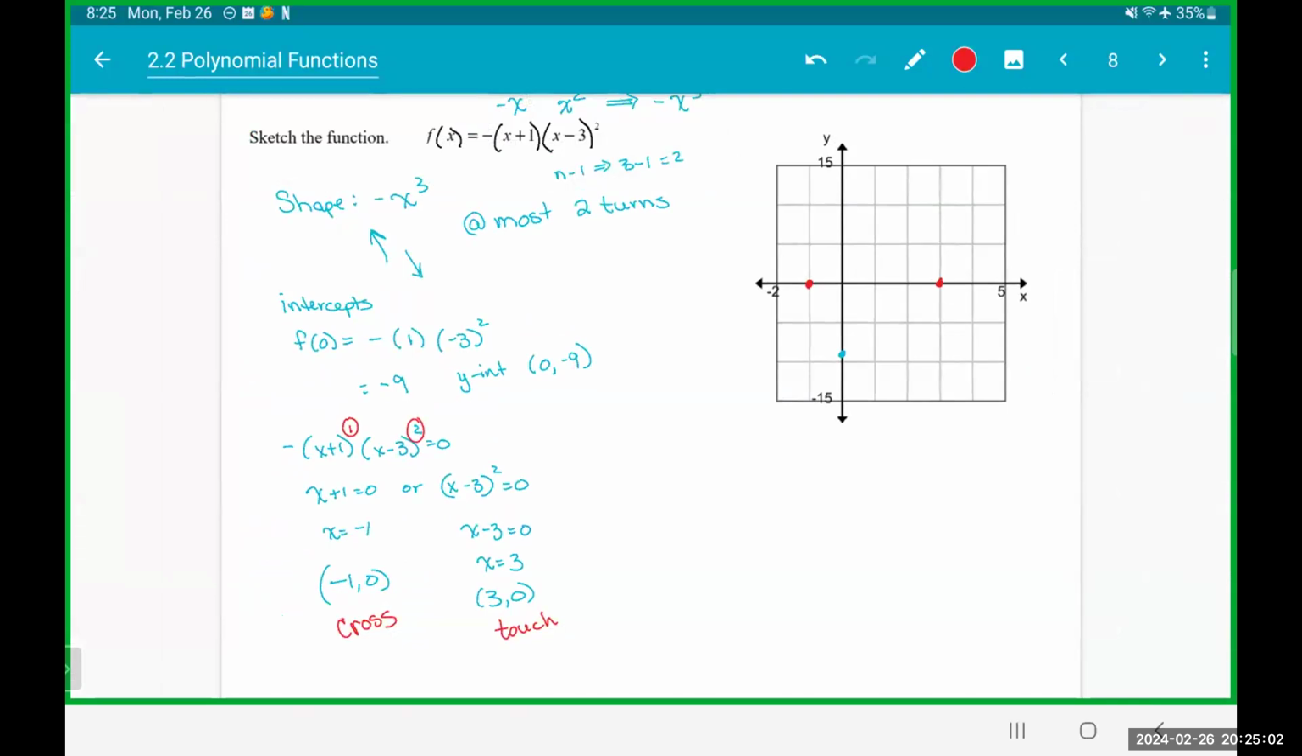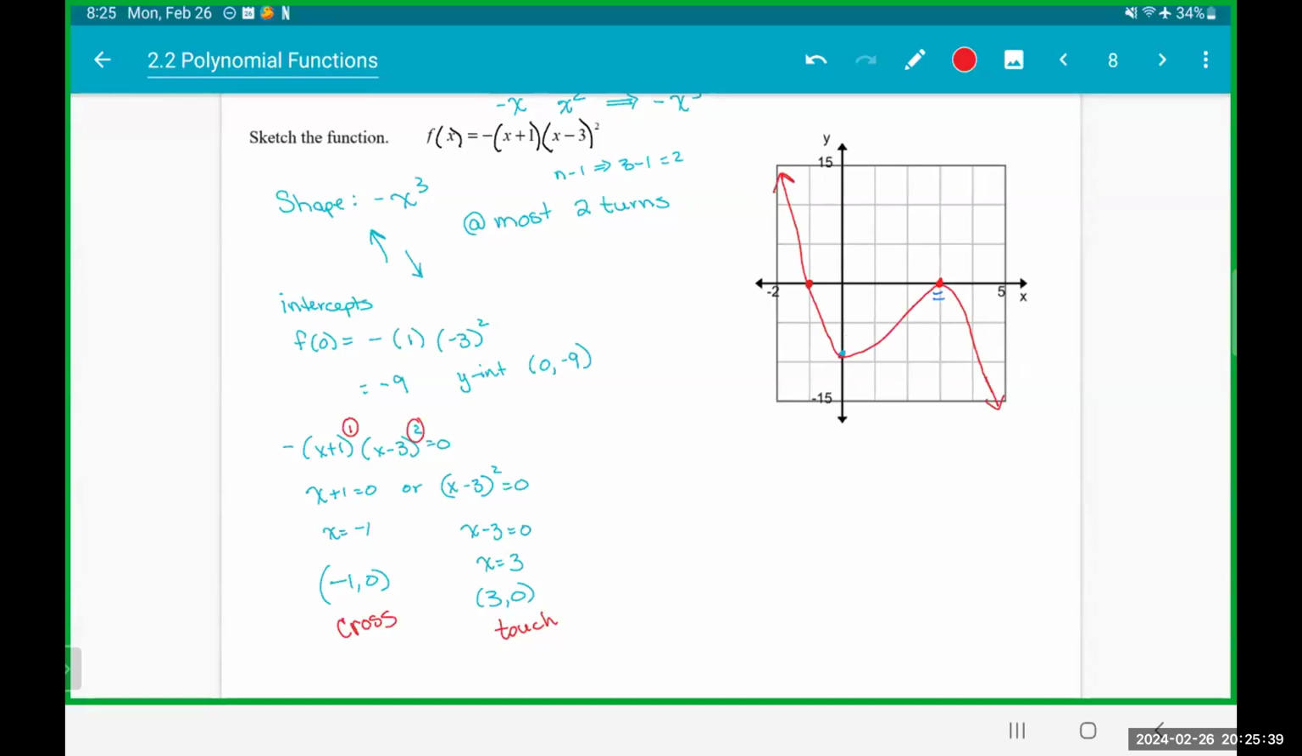I do know that my end behavior, remember, I'm up in this direction and down in this direction. And we're just touching at this one. So let's go from left to right. We know that our graph is going up here. So it comes down here. We're going to come here, touch, and come back down. And so that is a general estimation of what that graph would look like.